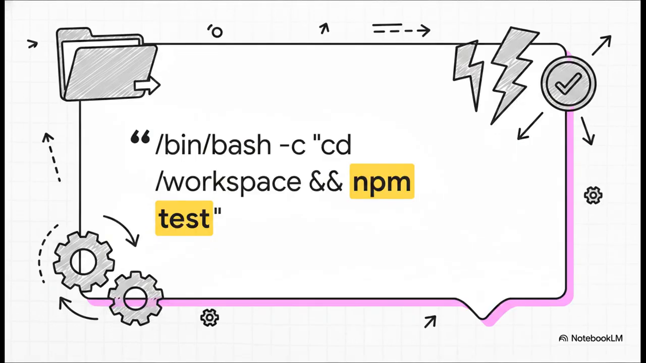We send this exact command. There is zero room for interpretation. No LLM creativity, no "I think this is how you run tests." It will change to the workspace directory, and it will run npm test. Period. This is that deterministic validation gate we've been dreaming of.